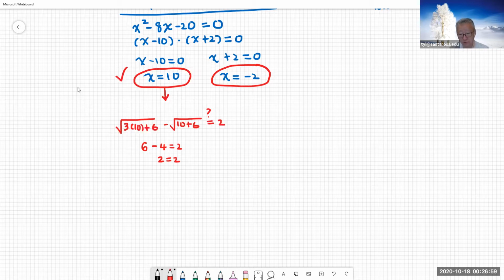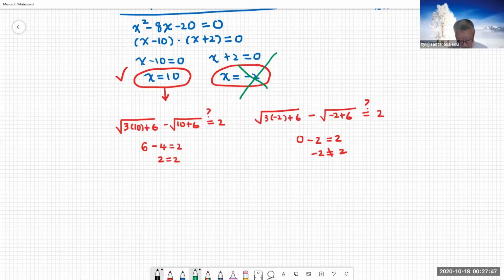Let's try minus 2. So you got square root of 3 times minus 2 plus 6, minus square root of minus 2 plus 6. Is this going to be equal to 2? Well, that's a 0, right? 3 times minus 2 plus 6, you get 0. And the minus 2 plus 6, you get square root of 4, which is 2. But minus 2 is not equal to 2, right? So that's false. So therefore, this is not a solution. x equals 10 is the only solution for this problem.